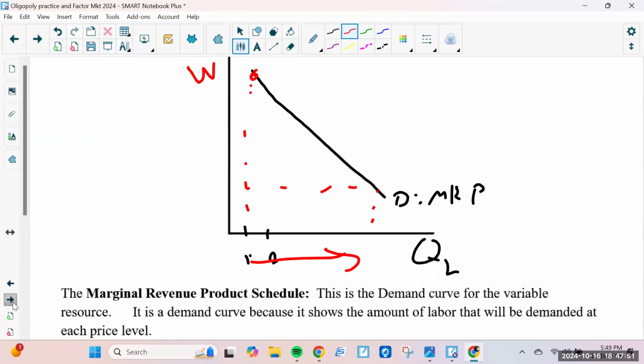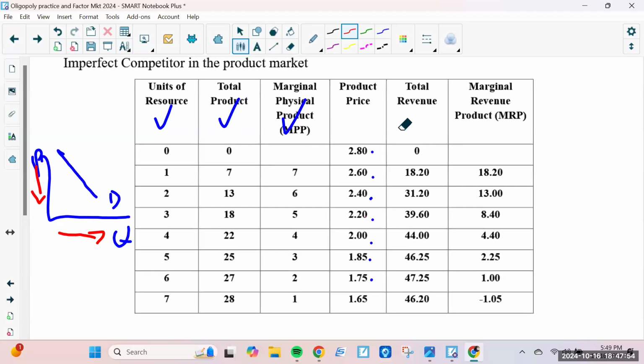Here, I'm showing you the exact same information. Okay, like I say, the first 3 columns are the same, but the price has to decrease. That's going to change what total revenue looks like. It's also going to change what MRP looks like. You can calculate it the same way. Total revenue is still price times quantity. Your MRP, though, the only way to calculate MRP is the change in total revenue divided by the change in quantity of labor. And this again is quantity of labor. This is quantity of output, right? So right here, 39.60 minus 31.20 is $8 divided by 3 minus 2.